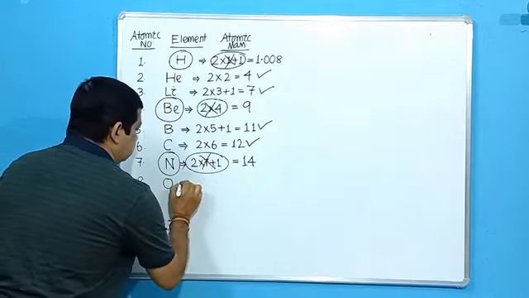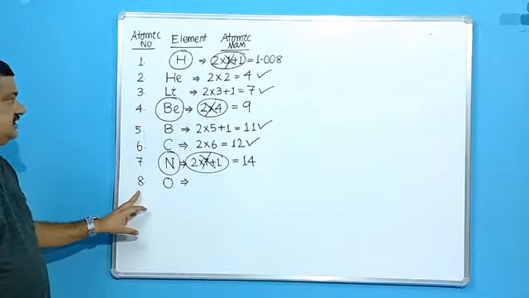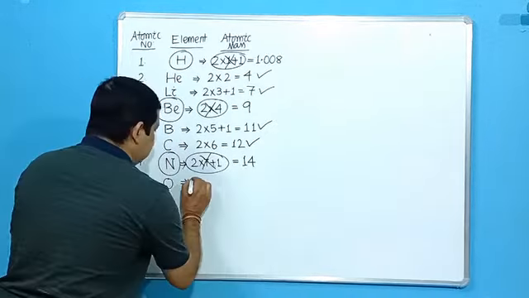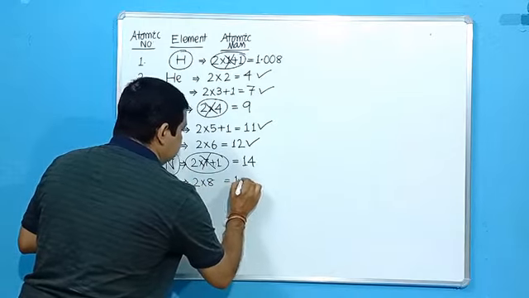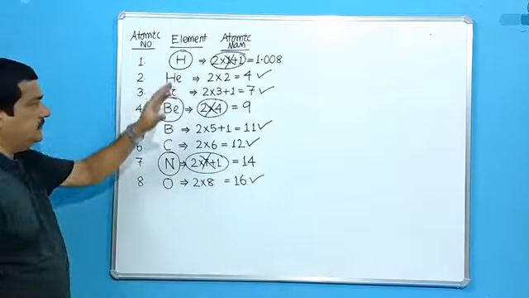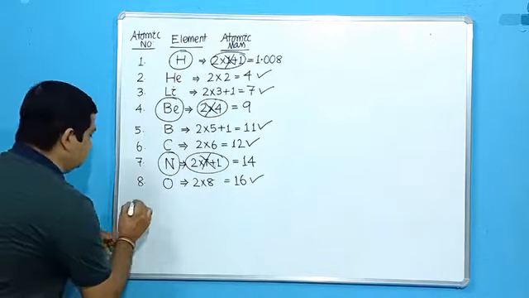Then 8. Oxygen. Atomic number is 8. Even, as per formula how much? 2 into 8, that is 16. It fits into the formula.